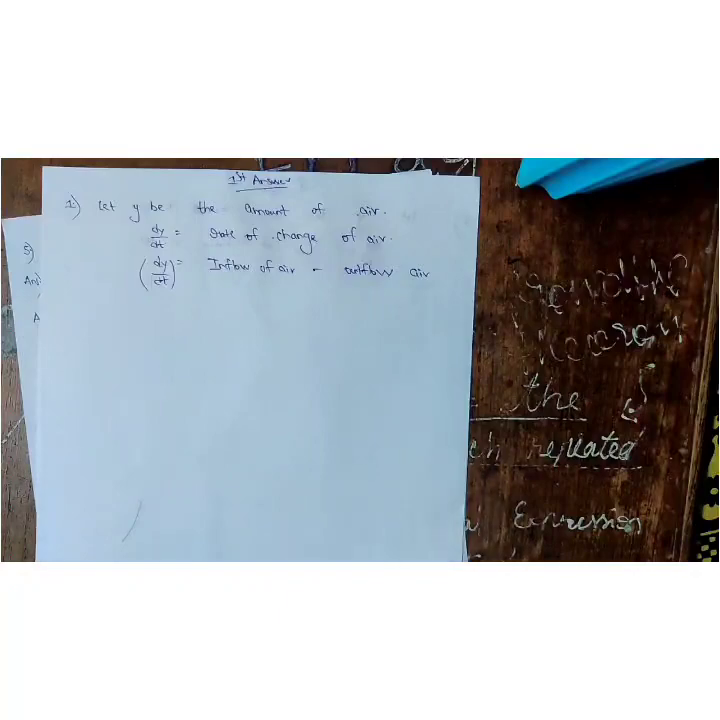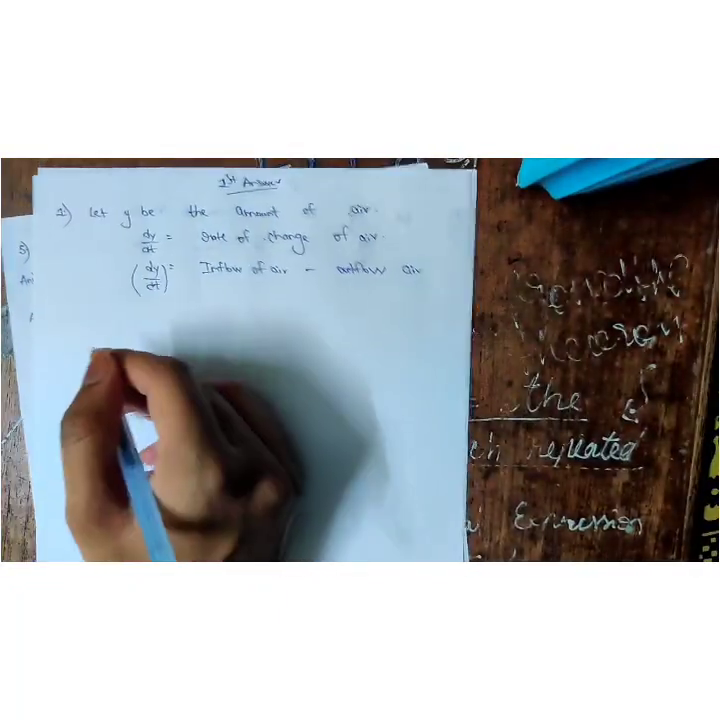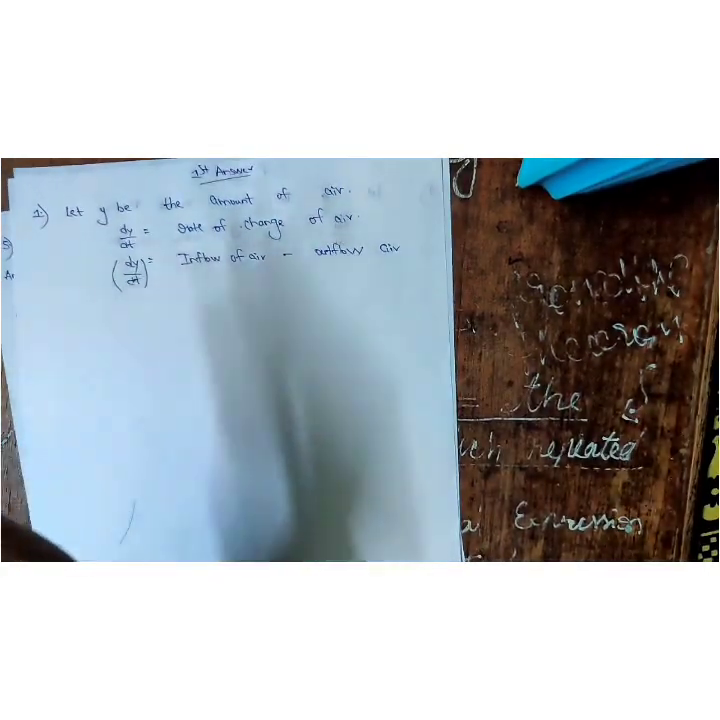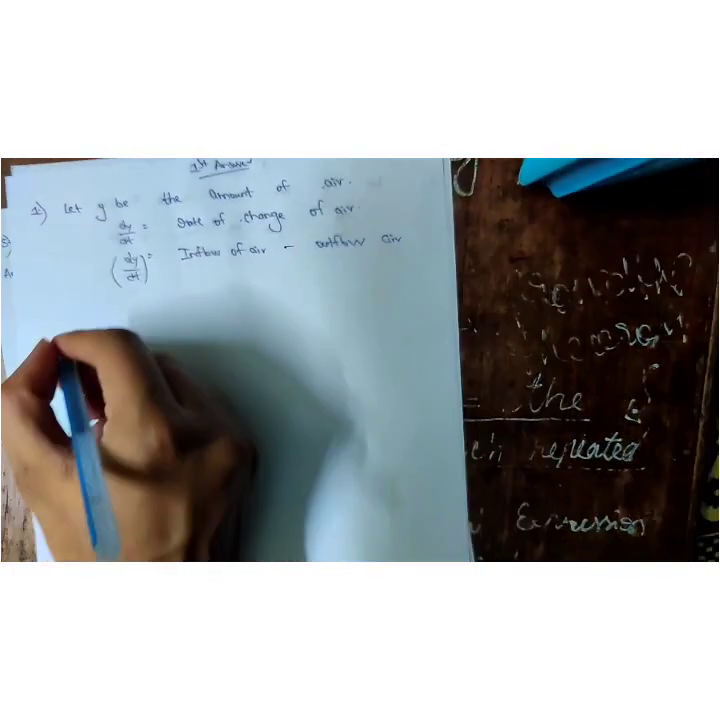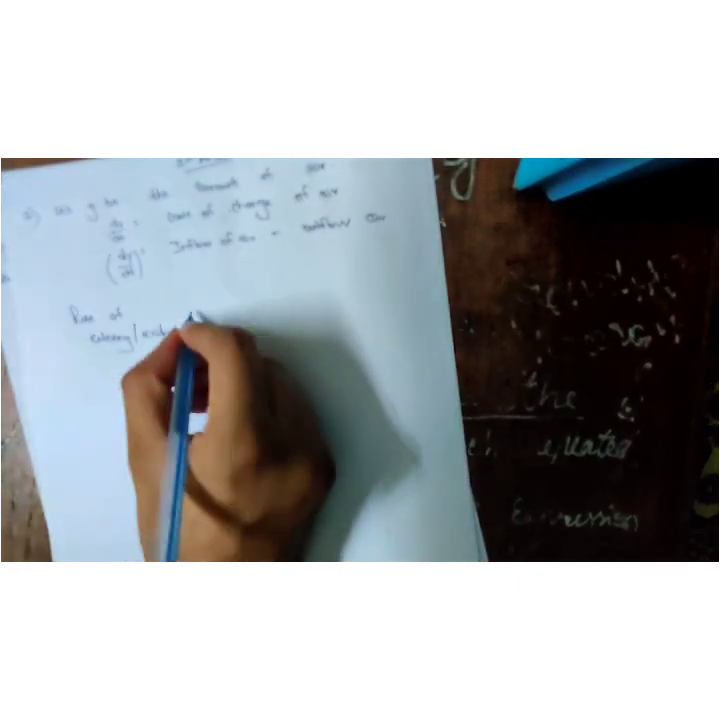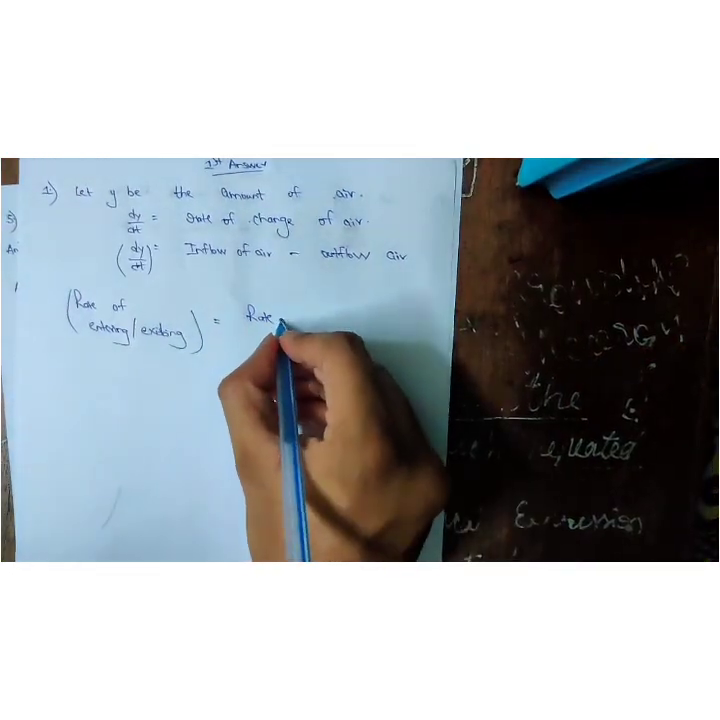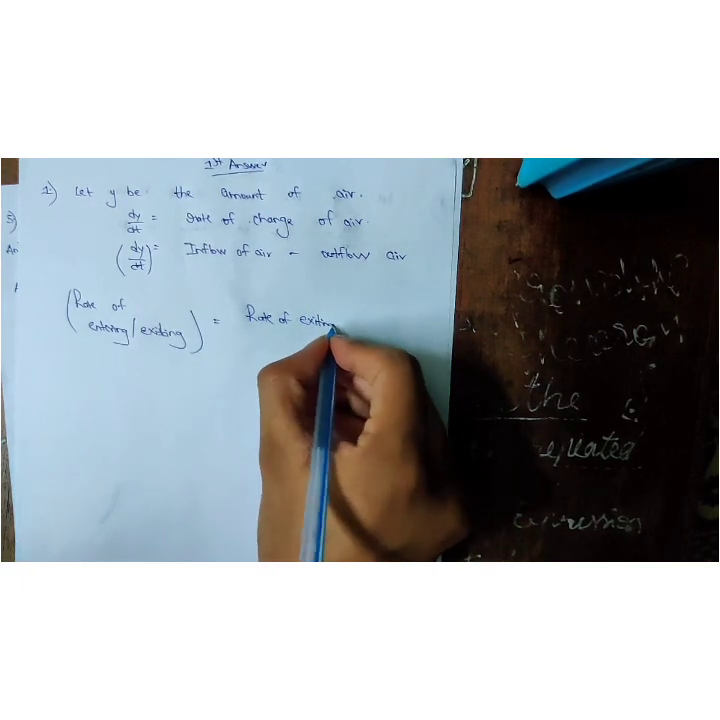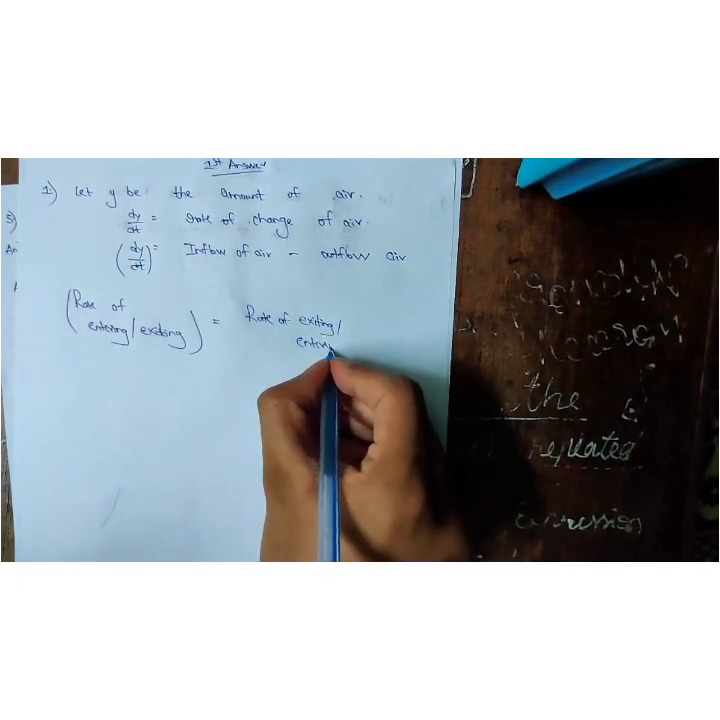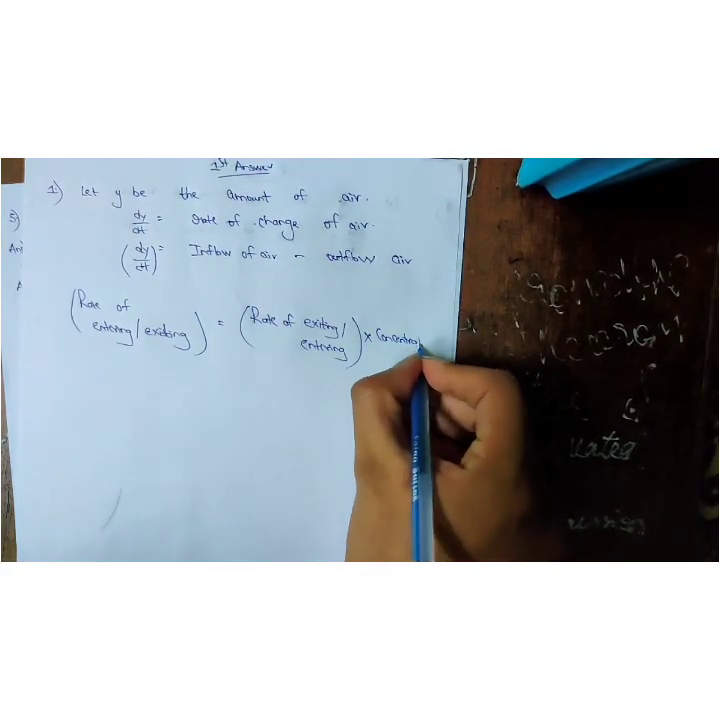Now what exactly is the inflow of air? In the question it is stated that the inflow of air is 600. How to find the outflow of air, I mean the amount of air that is going out of the room? To find that, we have a formula which is rate of entering or exiting is equal to rate of exiting or entering into concentration of substance.